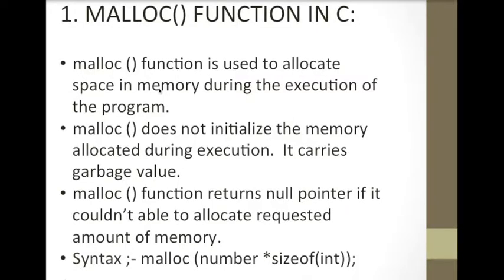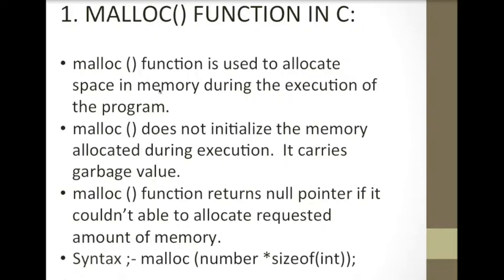So first, start with the malloc function, which is defined in the stdlib.h header file. Let's first go through the theory of malloc and then come to the program. malloc is used to allocate space in memory during execution of a program. malloc does not initialize the allocated memory with 0. It carries garbage values. malloc returns null if it is not able to allocate the required memory.